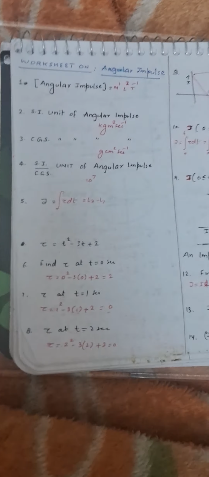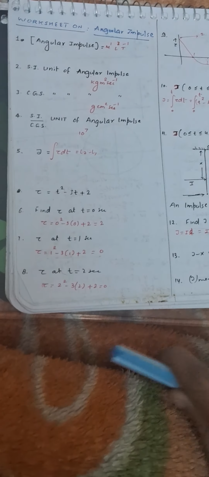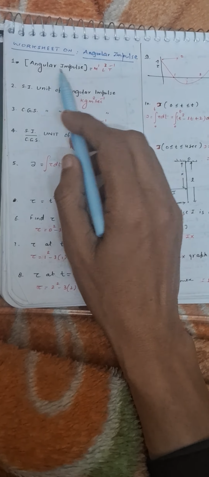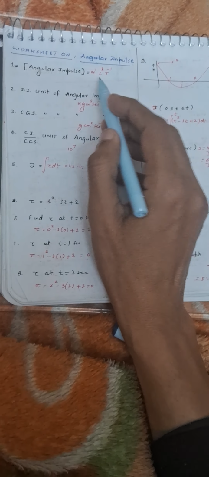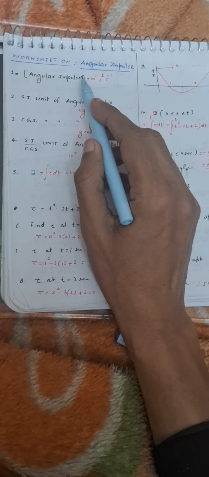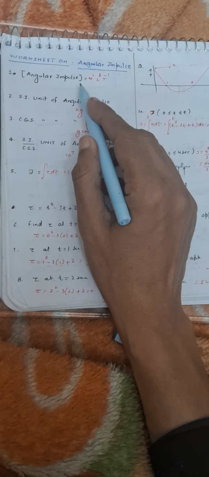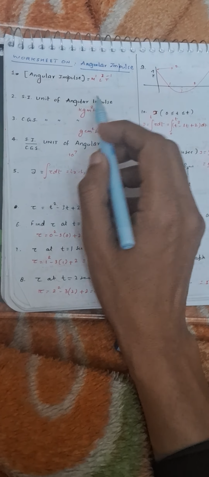So, let's begin with the worksheet. Here is the worksheet on angular impulse. The first question is the dimensions of angular impulse. Angular impulse is change in angular momentum, so its dimension is the same as that of angular momentum, which is ML^2T^-1.